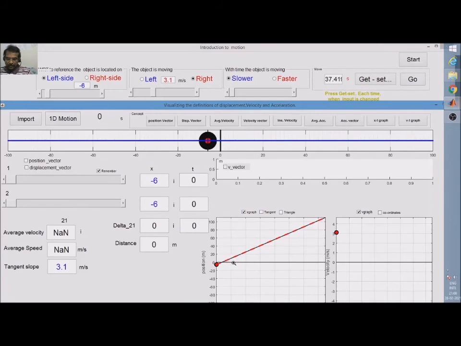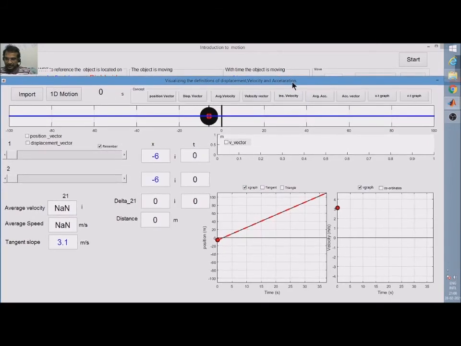So as you know, the position time graph is a straight line making a positive angle with the time axis. Both the tangent as well as the position time graph are overlapping for the entire time because it is a tangent. At the end of the simulation also it is 3.1 meters per second because velocity is not changing. So this would be a trivial case.